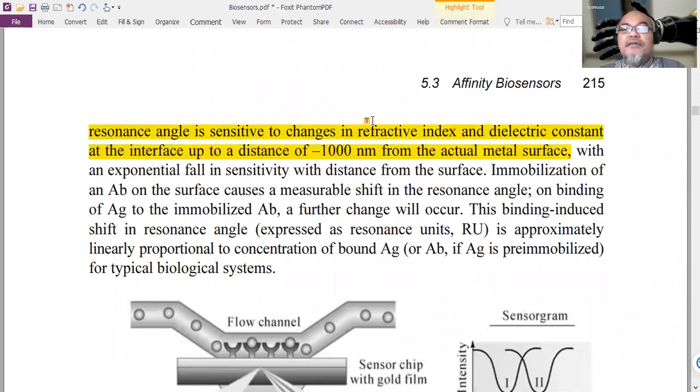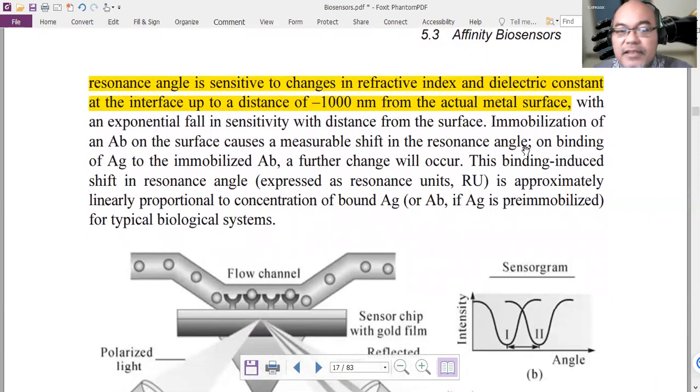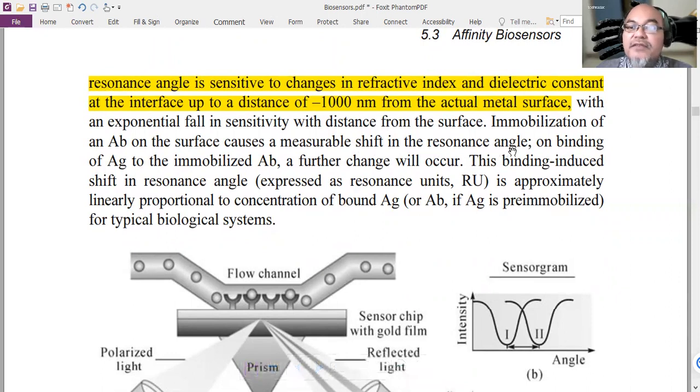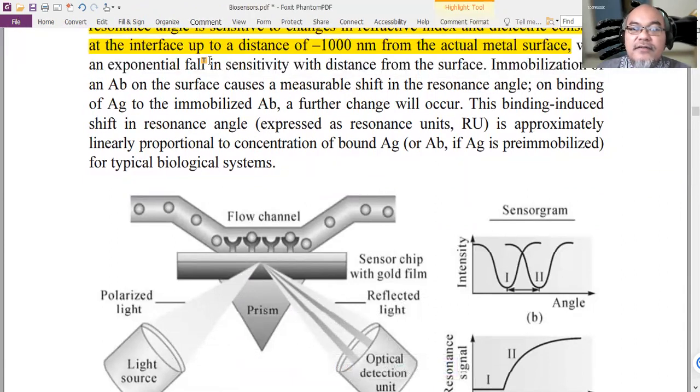So when anything happens at the surface, for example a binding reaction between the antigen and the antibody, the refractive index and the dielectric constant at the surface will change, and this will cause a change of the resonance pattern. Immobilization of the antibody on the surface causes a measurable shift in the resonant angle. On binding of antigen to the immobilized antibody, a further change will occur. This binding induces a shift in resonance angle, expressed as resonance units, linearly proportional to the concentration of bound antigen, or antibody if the antigen is pre-immobilized, depending on which system you are making.